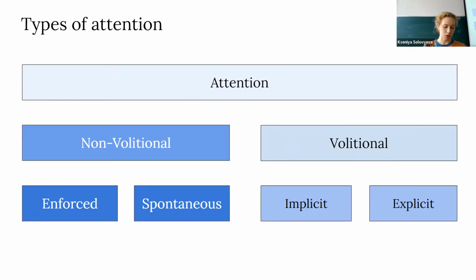There are some types of attention. So we have non-volitional attention and volitional attention. Non-volitional attention can be enforced or spontaneous, and volitional attention can be implicit and explicit. So what does it mean?